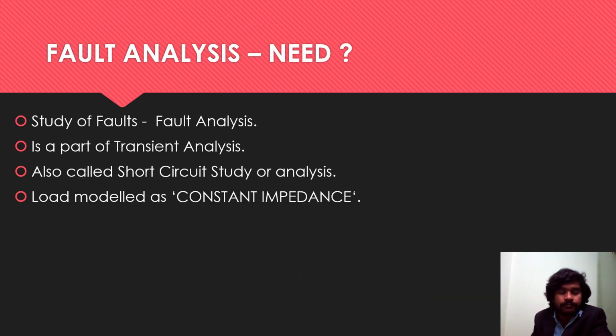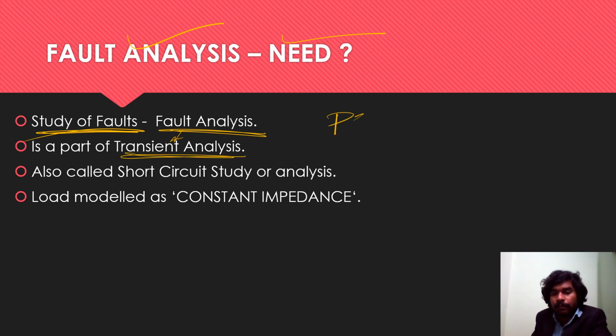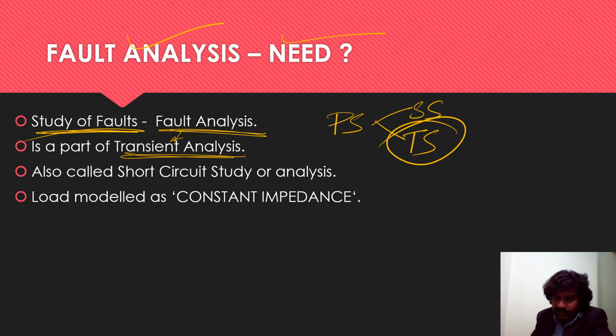Now, fault analysis. What is fault analysis actually, and why do we need it? The study of faults, the nature of faults, the occurrence of faults, and what happens during a fault is called fault analysis. This fault analysis is a part of transient analysis. Basically, a power system can be studied under two states: one is steady state, another one is transient state. Transient state study has a number of other studies. In steady state you study the performance of transmission lines.